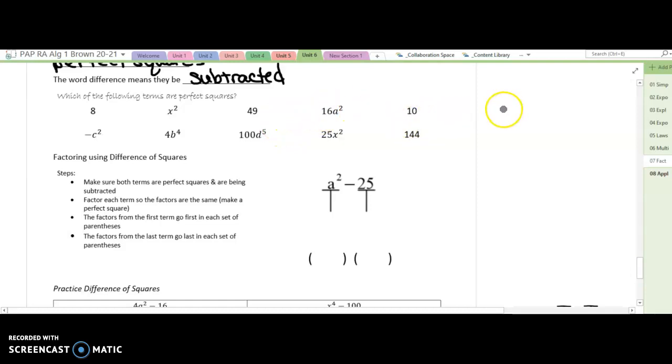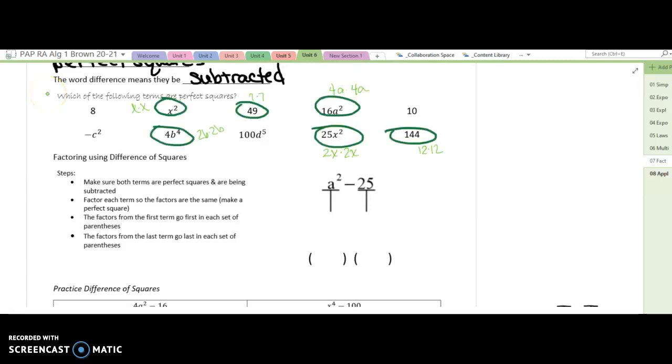What I want you to do is test your knowledge, and go through and circle which ones you think are perfect squares. And if you're hesitant, put a question mark next to them, and then we'll go over them as soon as I come right back. Think about what a perfect square is: something that has been multiplied times itself to make that term. I'll have everything circled that is a perfect square, and you do the same.